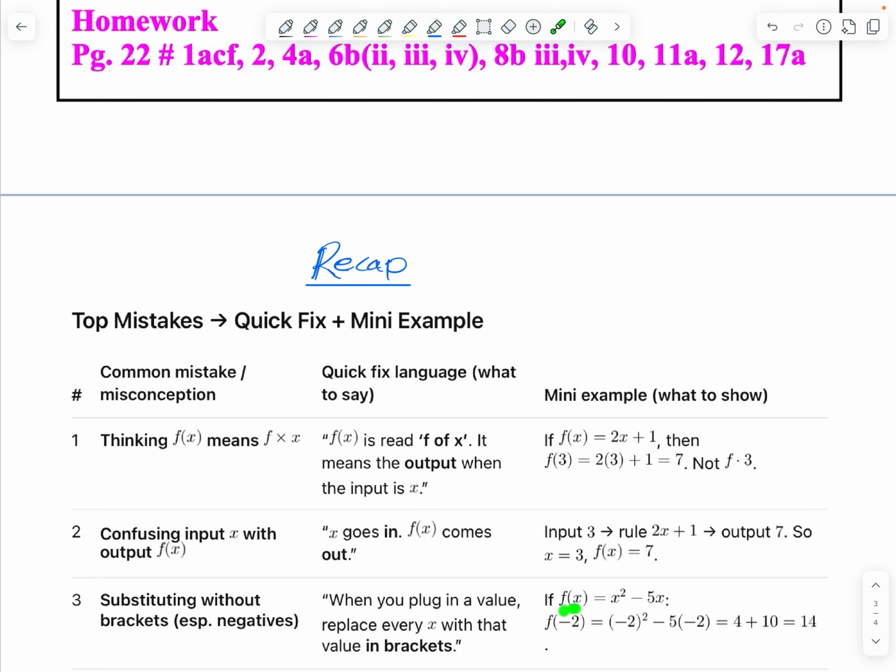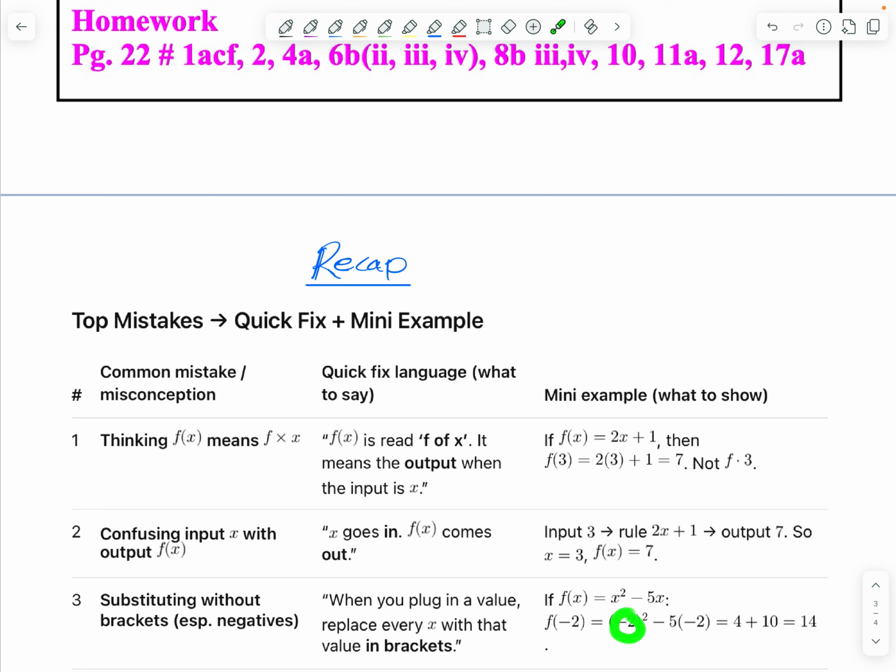So if my function is saying, if the rule is saying square that input and subtract 5 times the input, and then let's say my input is -2, I want to make sure that the whole -2 gets squared. Not just the 2, not just the negative, but the entire input gets squared. And then I have to subtract 5 times the input. So there's lots of negatives here.